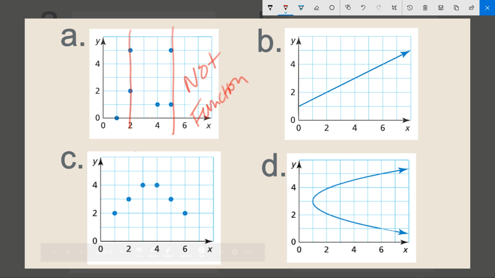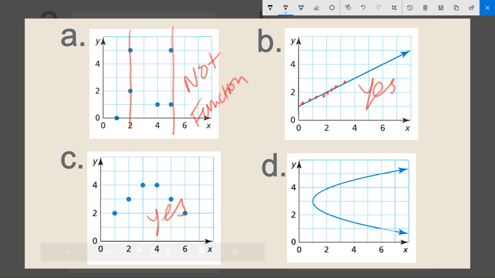Okay, B, this is a function. Even though it's a solid line that's made up of points, like all of these are coordinate points, and we draw through them, it still passes the vertical line test because we're just going to go through this line once, no matter what vertical line we draw. So yes, this one is a function. In part C, yes, this one's a function. These points are all on their own vertical line.